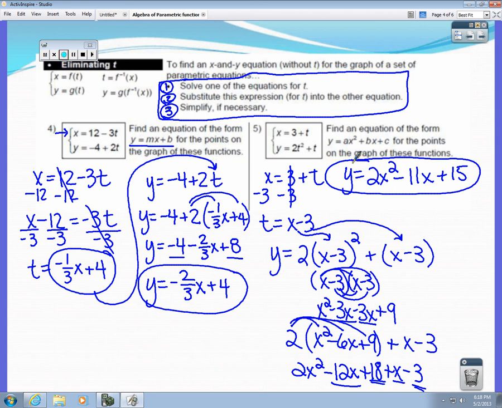So step 1, take one equation, get the t by itself. Step 2, substitute into the other equation. Step 3 is to simplify.